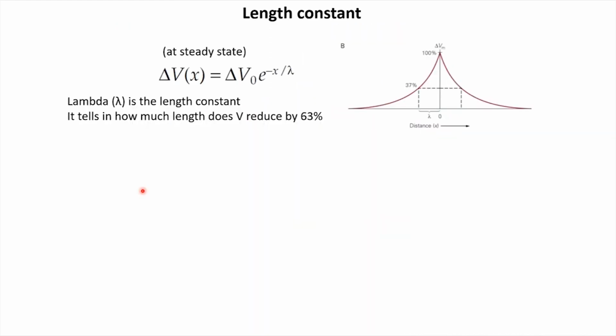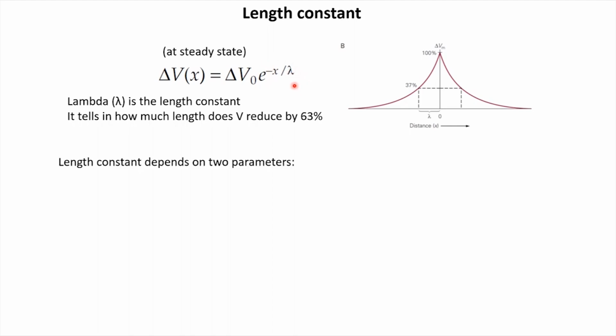So the membrane potential change at any distance x from the point of injection is given by delta V naught e to the power minus x over lambda, and lambda is the length constant. So lambda must have the same units as x for this to be a dimensionless quantity. So it's in the unit of meters.